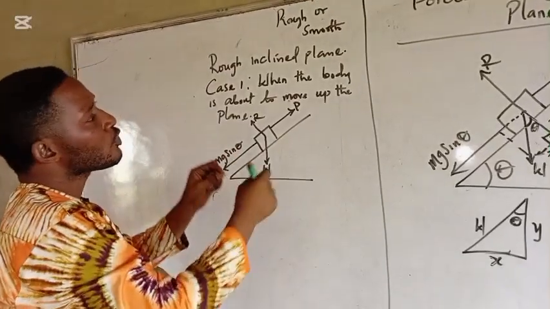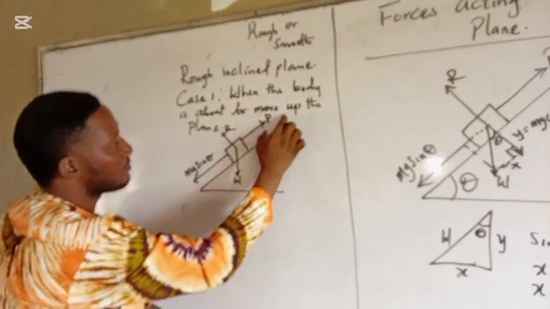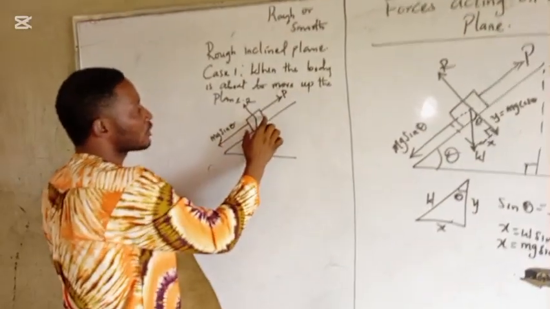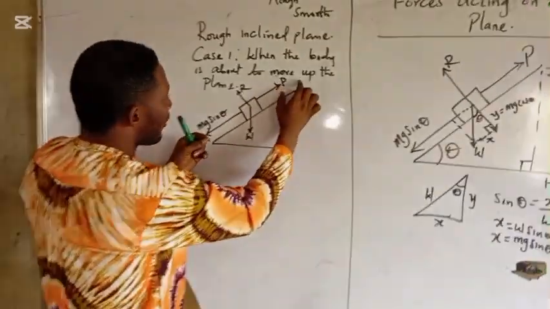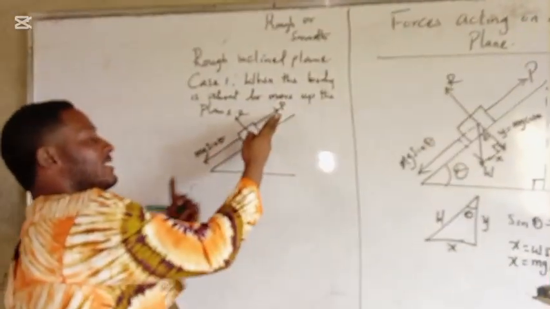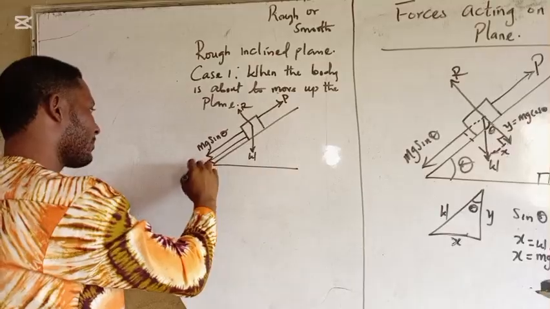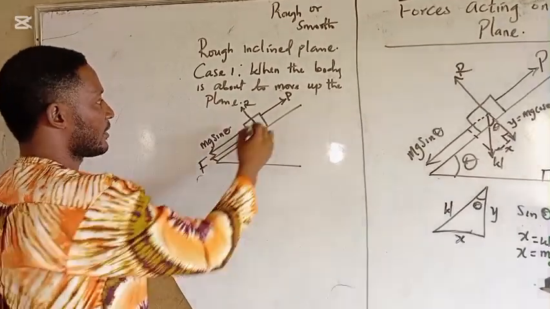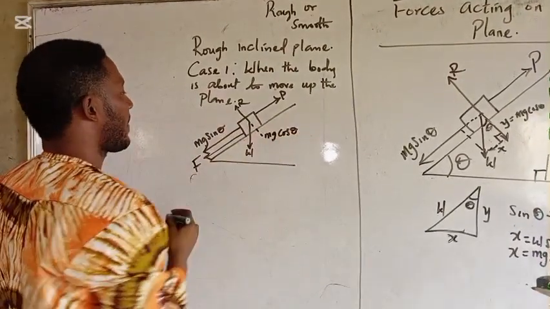But then we need to consider the position of friction. Now, when the body is about to move off the plane, there will be a force that will be opposing the motion of the plane, and that is what? Frictional force. Now, since the body is about to move upward, that is, the direction of the body is going this way, the opposing force will be going downward. So, in that case, we are going to have our frictional force acting parallel to the force capable of sliding it down. Remember, this is mg cos theta.